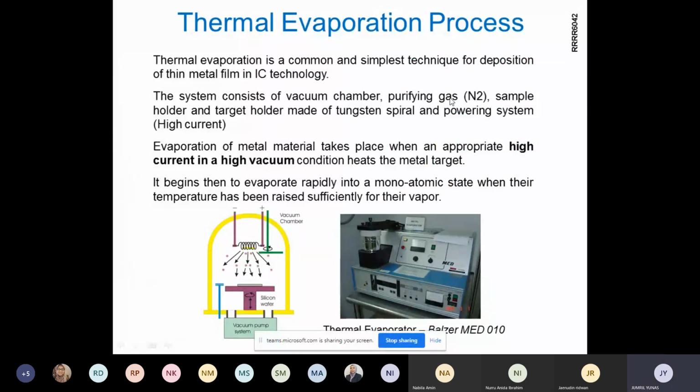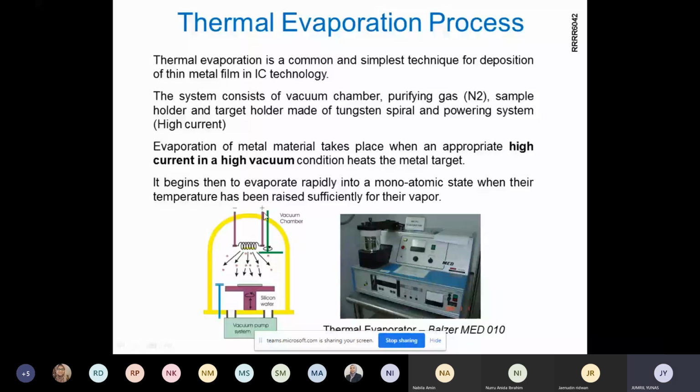Another process to deposit metal material is thermal evaporation. This is a common and simple technique for deposition of thin metal, also commonly used in IC technology. The system consists of a vacuum chamber, purifying gas, sample holder, and target holder made of tungsten spiral, and a powering system.